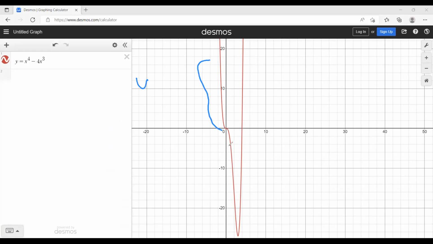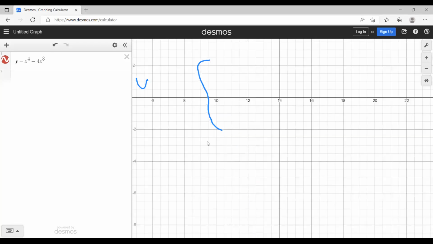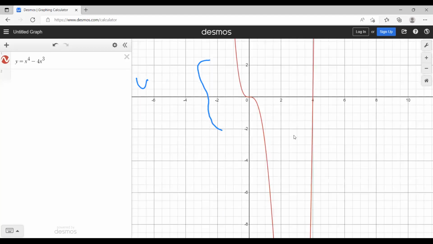And is it concave down from 0 to 2? Yes, because if you look here, maybe if I zoom closer. Yes, it is concave down from 0 to 2. And then, yes, your points of inflection are (0, 0) and (2, -16). So, yeah.